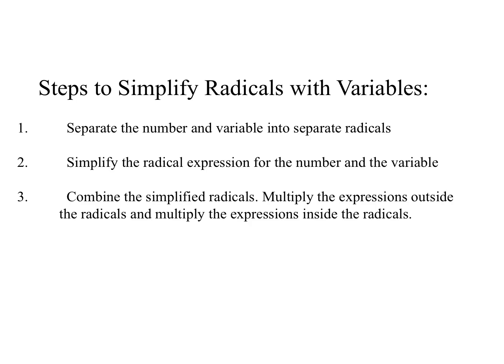So when you want to simplify radicals with variables, you want to first separate the number and variable into separate radicals, simplify the radical expression for the number and the variable separately, and then combine the radicals together, multiplying the terms outside together and the ones inside the radicals together.